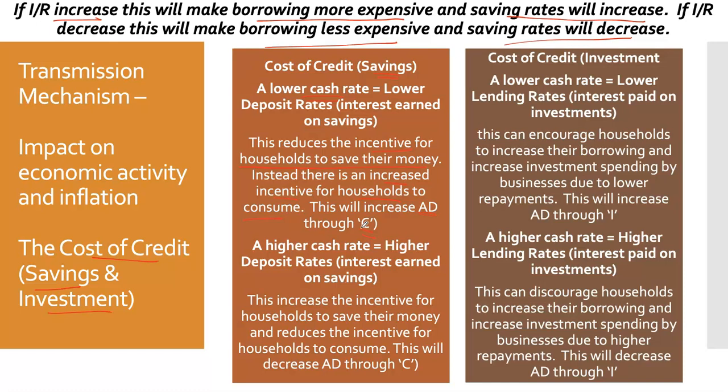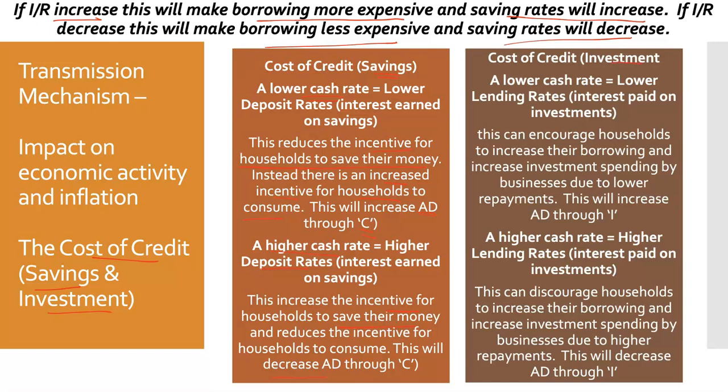So you can see the lower cash rate will create an increase in aggregate demand, the desired effect, because of lower savings rates. Now, of course, higher cash rates are going to mean higher deposit rates. There is going to be higher interest earned on their savings, and this will increase the incentive for households to save their money, reducing the incentive to consume, and this will decrease aggregate demand. So a higher cash rate, higher interest rates, is going to result in a decrease in aggregate demand, what we are desiring, because of higher deposit rates.